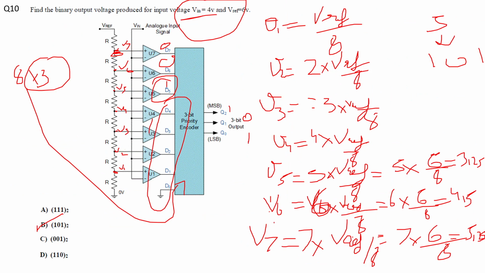This was a 3-bit flash ADC, where the input voltage was 4 volt and the reference was 6 volt. Using the formula, that is V1 equal to Vref by 8 and so on, you can just solve it. Here V5 was less than Vin, so D5 was 1, and as a result your output was 101.